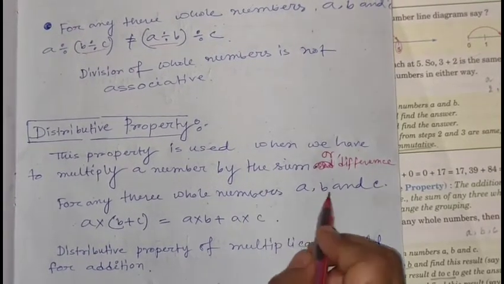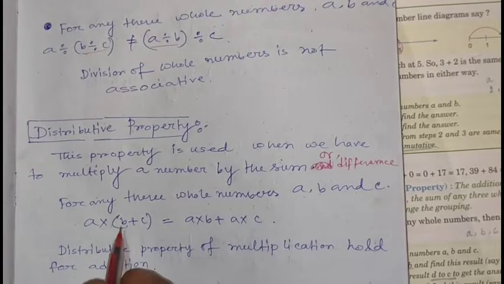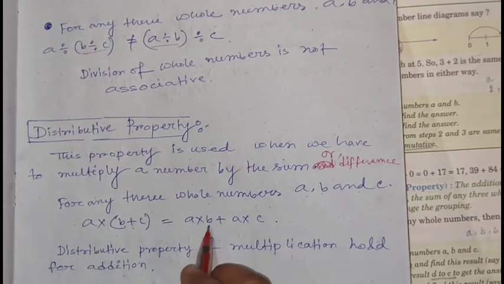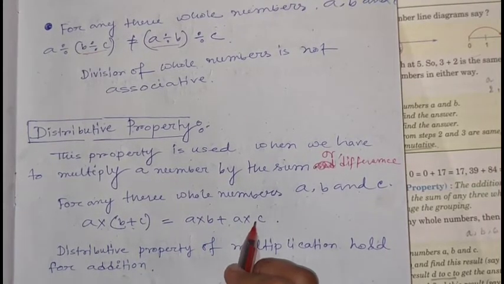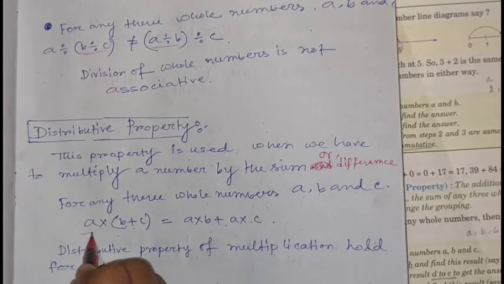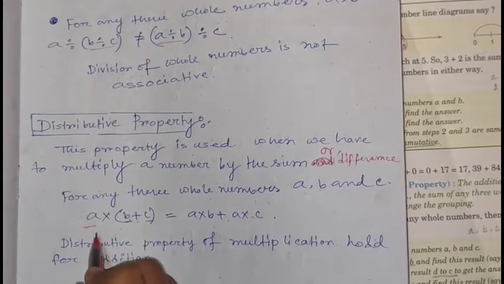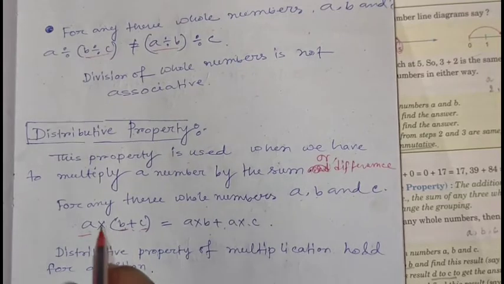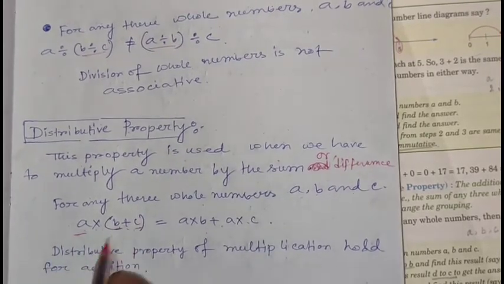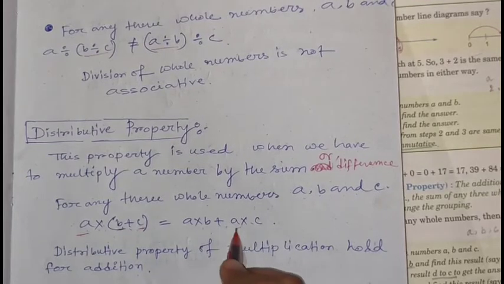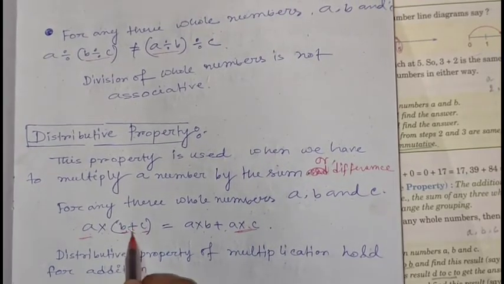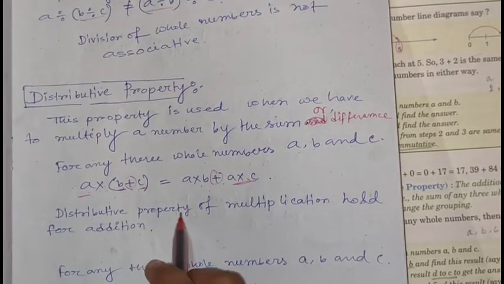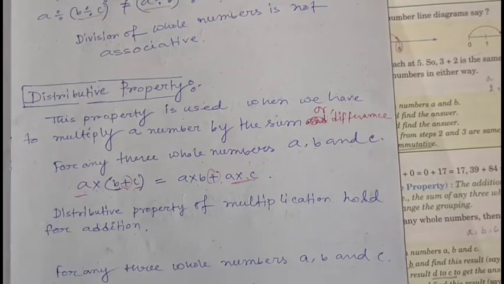For any three whole numbers a, b and c, a multiplied by the sum of b and c, we can write as a multiplied by b plus a multiplied by c. That means a is multiplied by both of these whole numbers, a multiplied by b and a multiplied by c, and between these two there is a plus sign. So this is the distributive property of multiplication over addition.